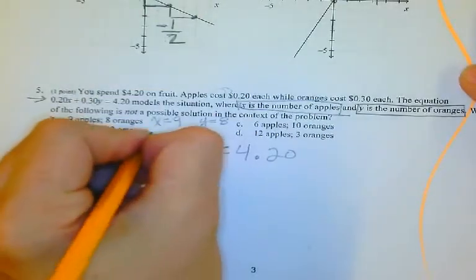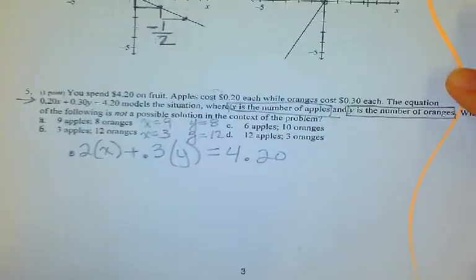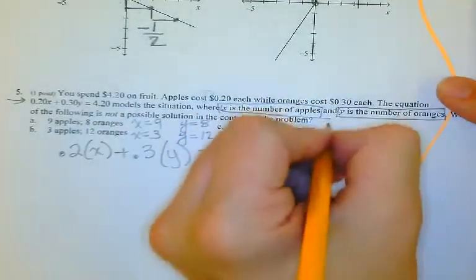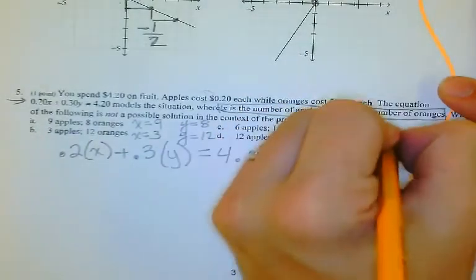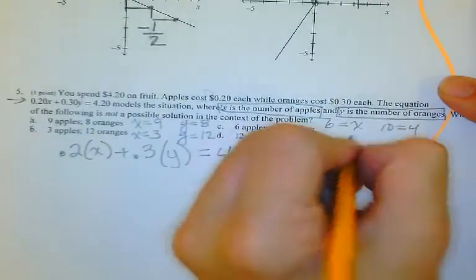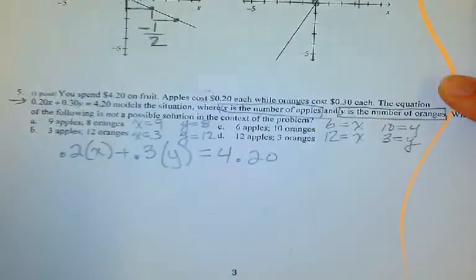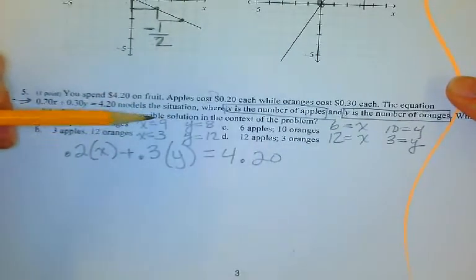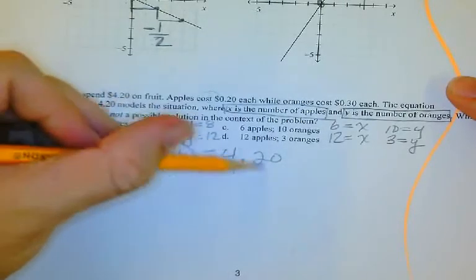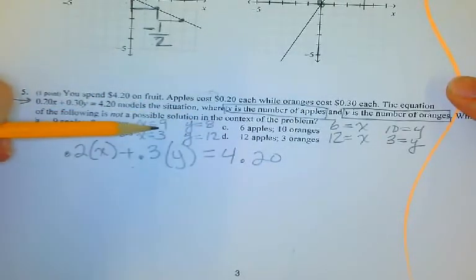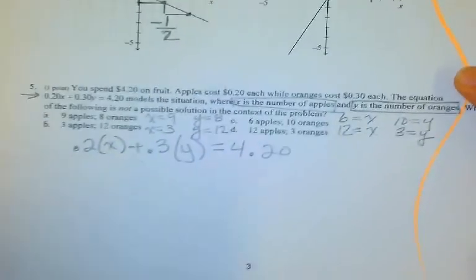B is 3 apples and 12 oranges. C is 6 apples and 10 oranges. Then we have 12 apples and 3 oranges. So now we know that we're going to substitute our numbers into the equation to check if we get 420. So let's substitute this 9 and 8 into our equation.